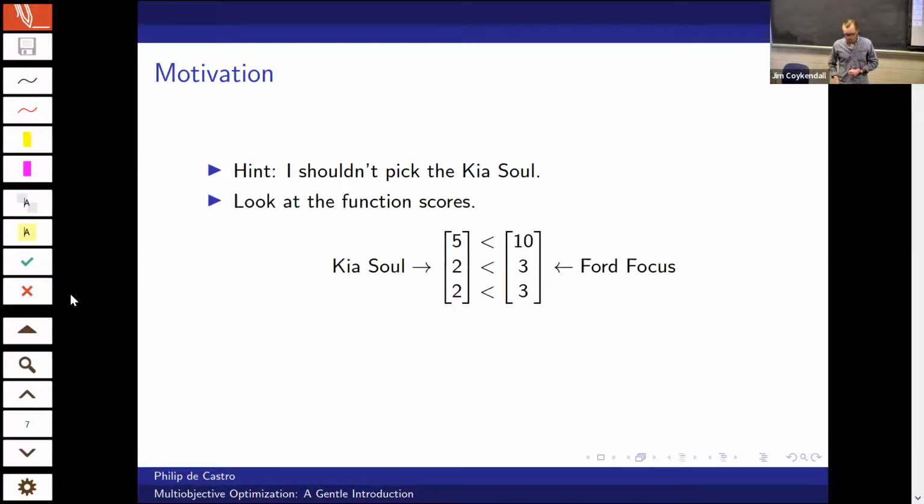And here's why. Because what we see here is that if we compare, for example, the Kia Soul with the Ford Focus, it's dominated by the Ford Focus in every way. The Ford Focus scores much higher in safety, it scores higher in speed, and scores higher in the looks. So we say that the Kia Soul then is dominated. We would say that that's a dominated solution. And so, of course, if we're trying to pick the best, we don't want to pick something that is dominated. We want to pick something that doesn't have something better than it.